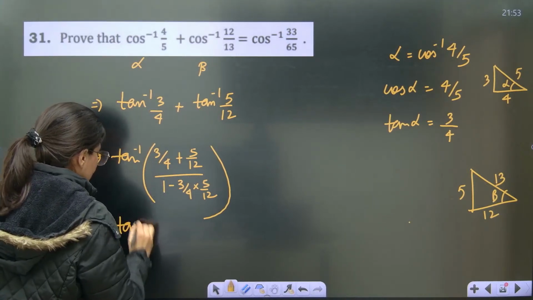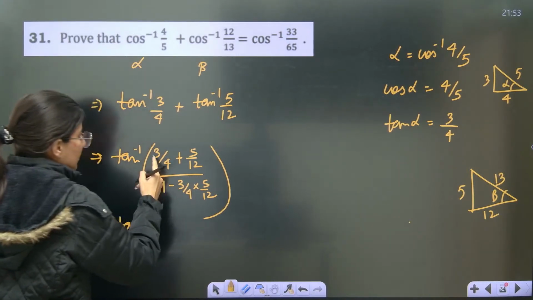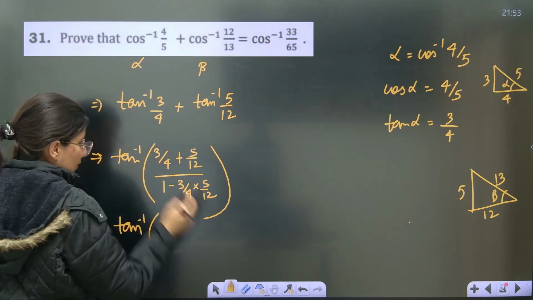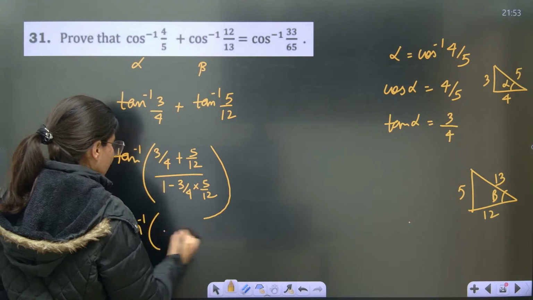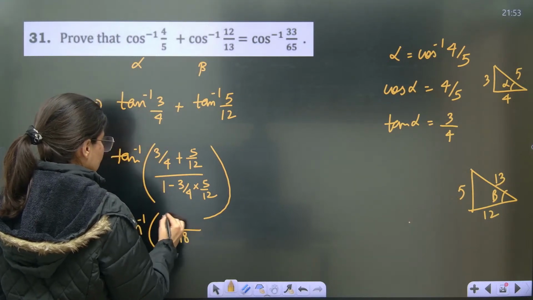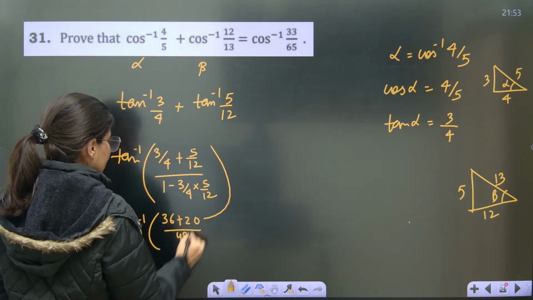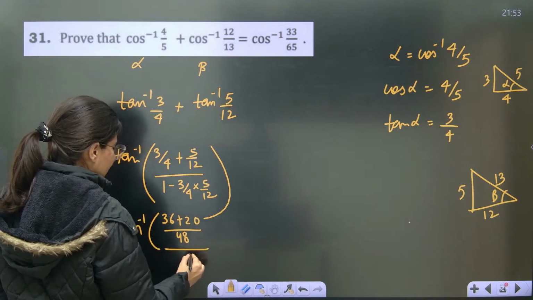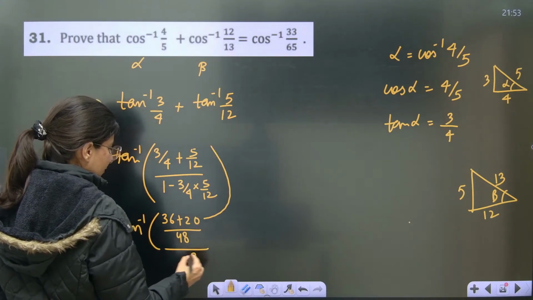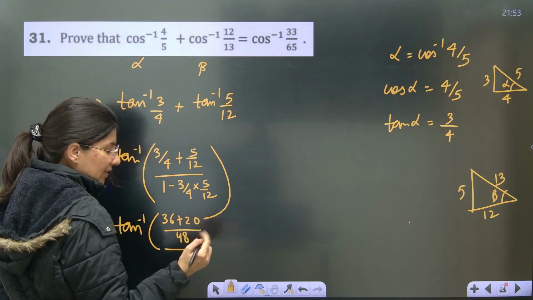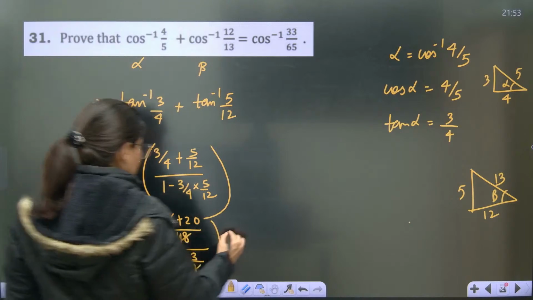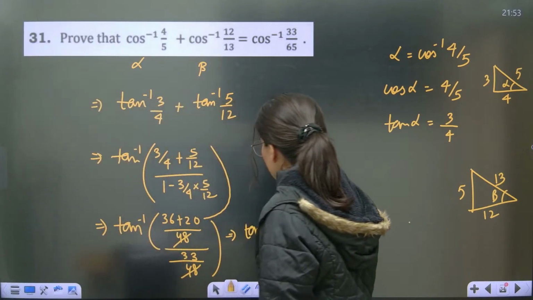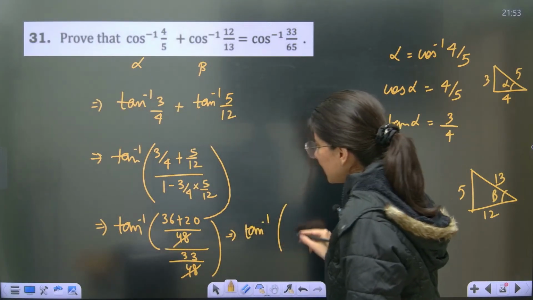This is going to become 9 plus 5, multiply the 3 as well. Or rather, you do it with 48: 12 4s are 48, 12 3s are 36 plus 20. This is 48 minus 15. 48 minus 15 is 33 upon 48. So this is equal to tan inverse 56/33.